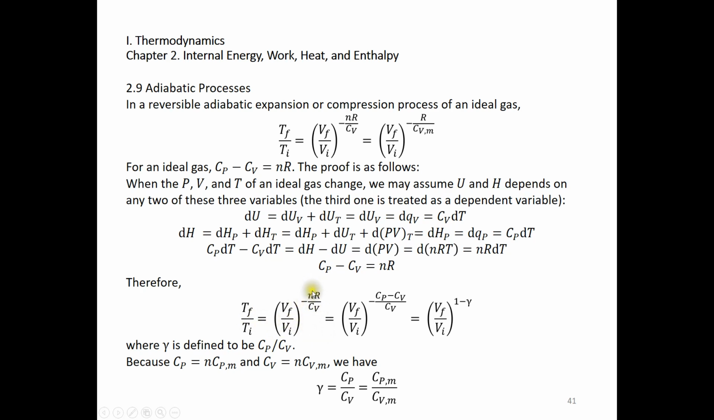And nR is actually Cp minus Cv. So we can rewrite this to be Vf over Vi to the power of 1 minus gamma. What is gamma? Gamma is just defined to be Cp over Cv. So this is just for convenience.